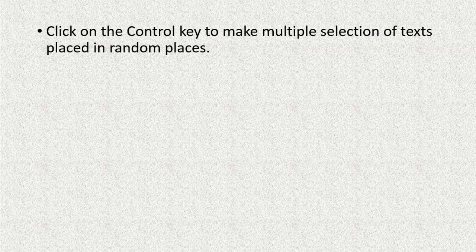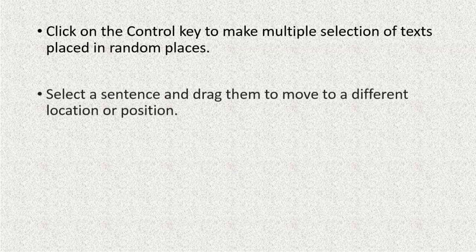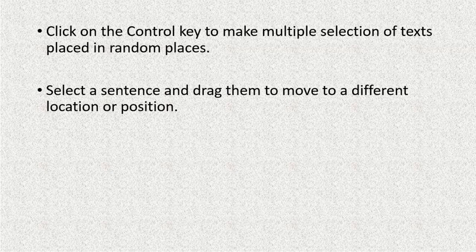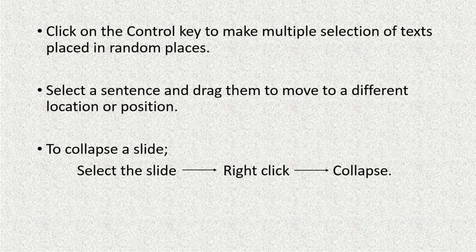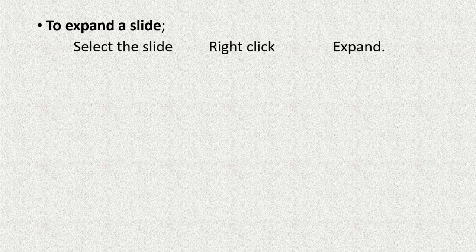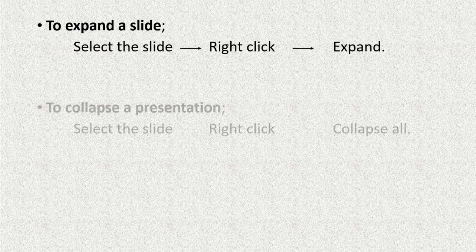Click on the Control key to make multiple selection of texts placed in random places. Select a sentence and drag it to move to a different location or position. To collapse a slide, select the slide, right-click, and select Collapse. To expand a slide, select the slide, right-click, and select Expand.